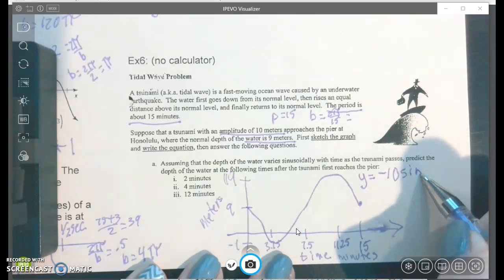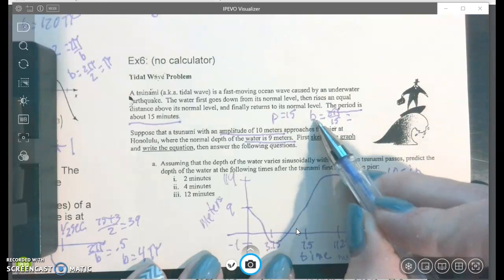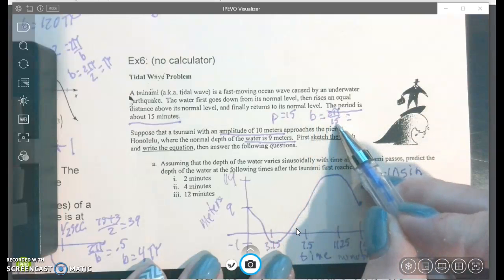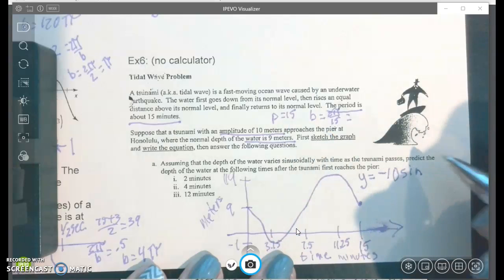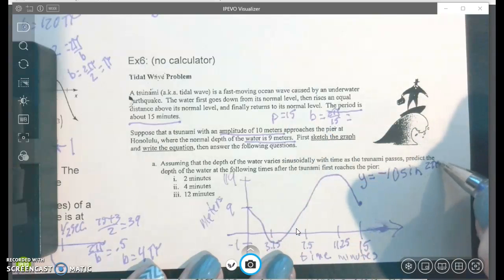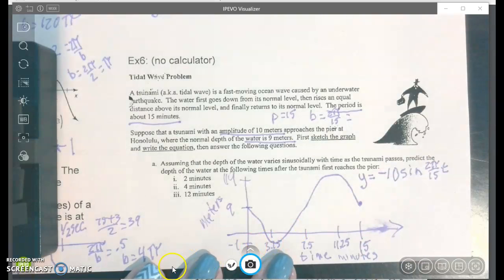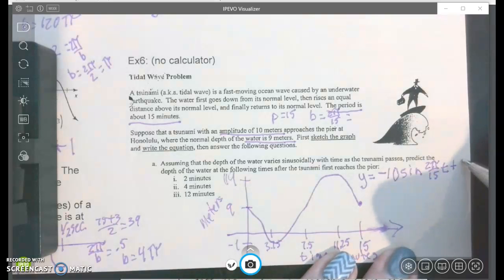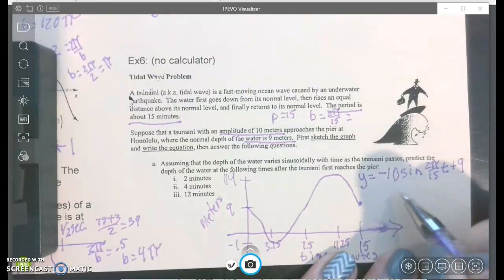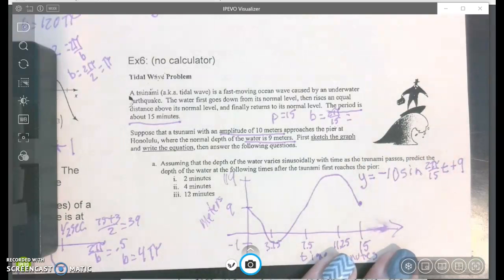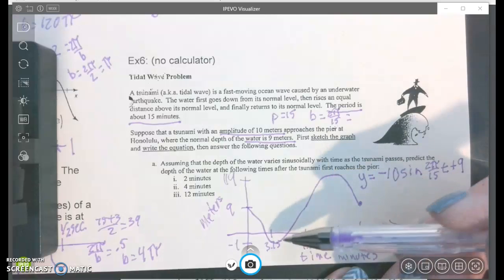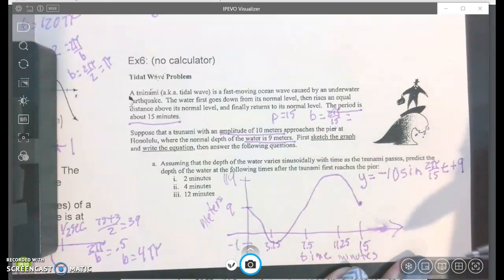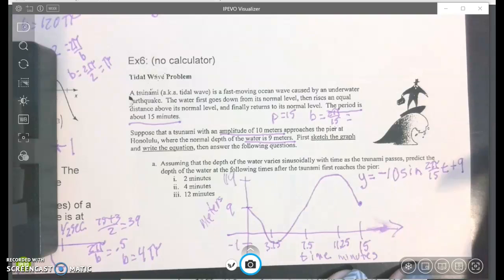And now what we need to do is find b, and we know that b is 2 pi over 15 because our period was 15, so 2 pi over 15 t. And then we do have to account for that vertical shift up 9 units. So that would be our equation. Now you could have written it as a cosine and then just said that it was shifted, and you could have done it that way, but this is how you would do it if you're doing a sine function.